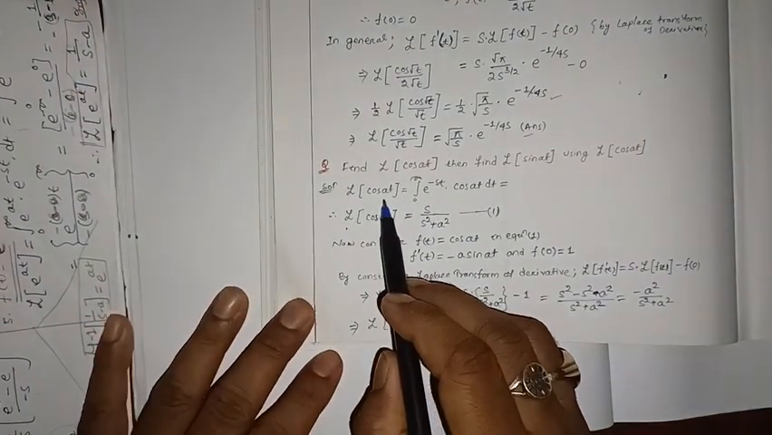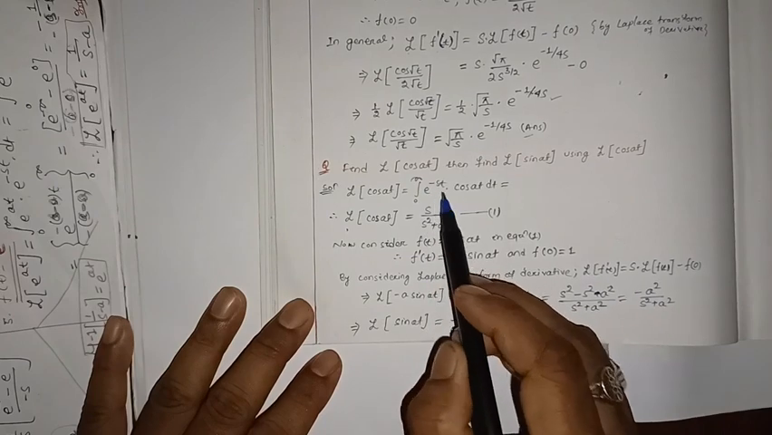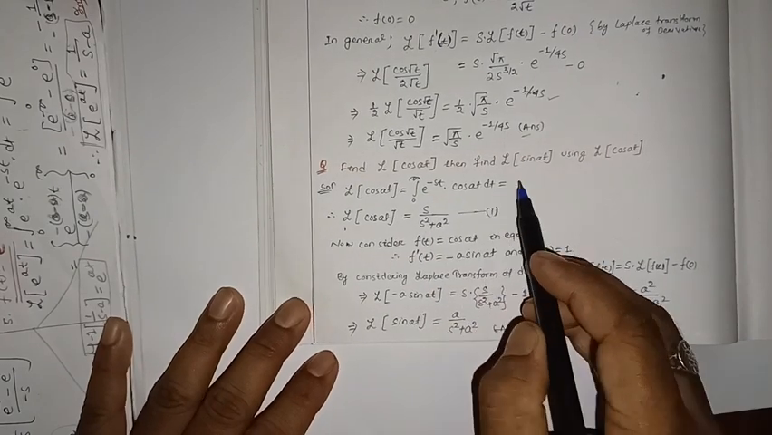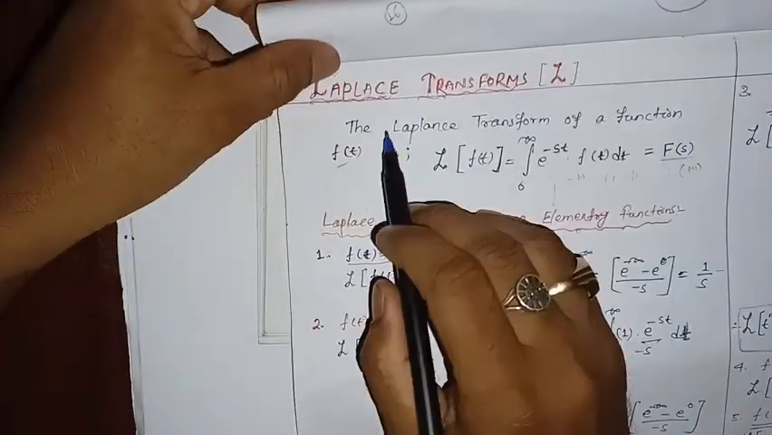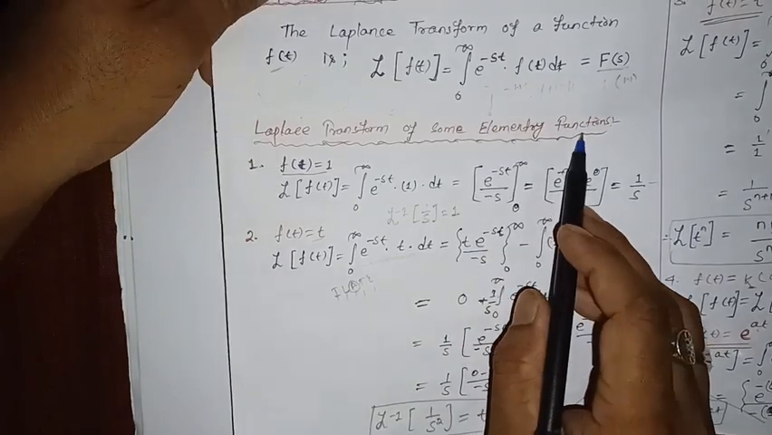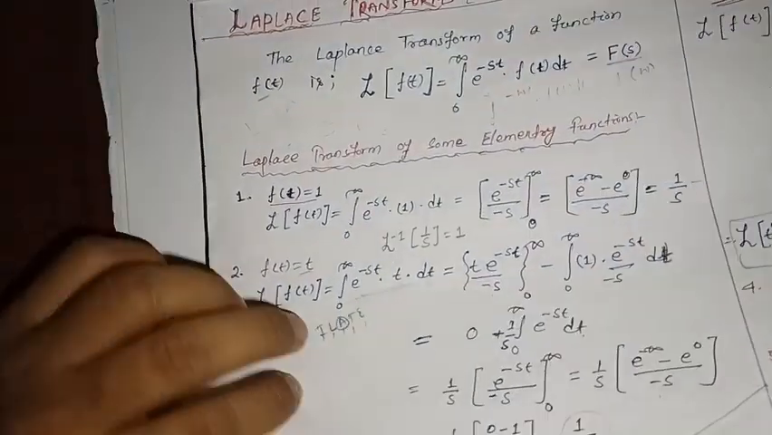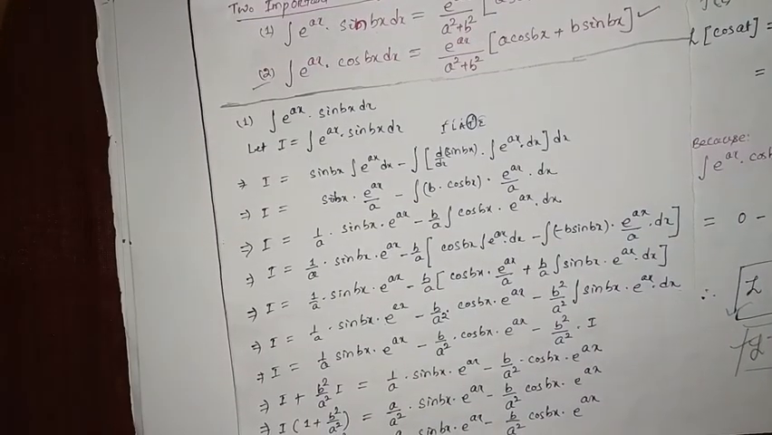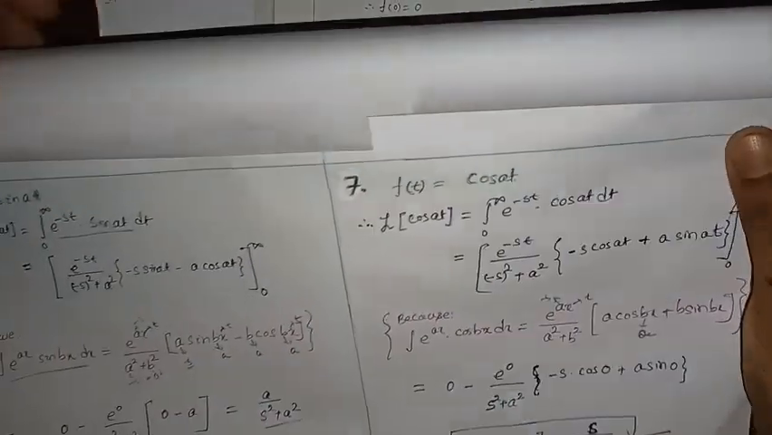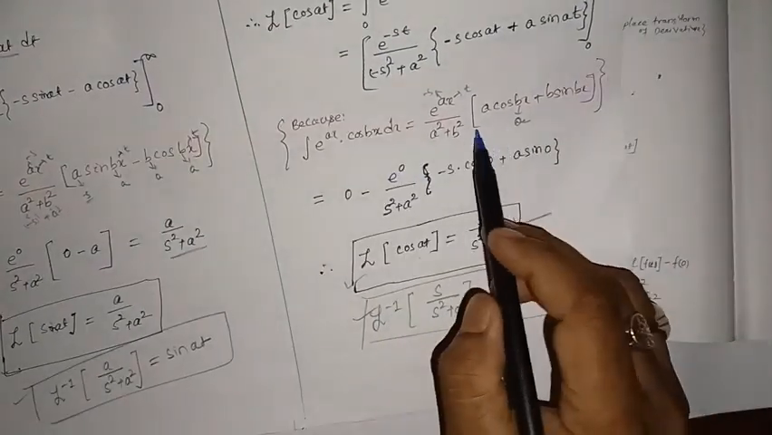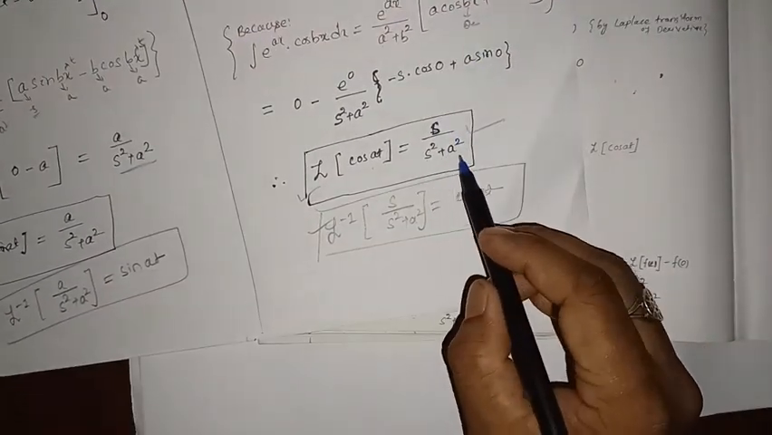The Laplace transform of cos at is equal to the integral from 0 to infinity of e to the minus st into cos at dt. We already discussed this when we discussed the Laplace transform of elementary functions. You can check that video, where we discussed the Laplace transform of cos at. Here, the seventh one, using the special integral, we found s by s square plus a square.